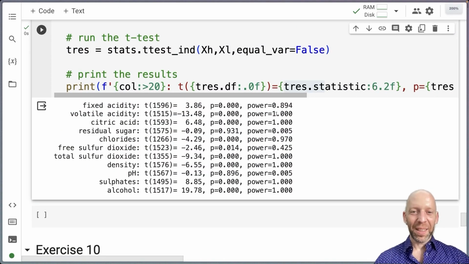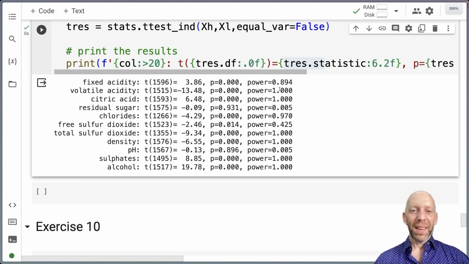Well, it's pretty interesting to see that in most of these cases, the power is either extremely high or extremely low.